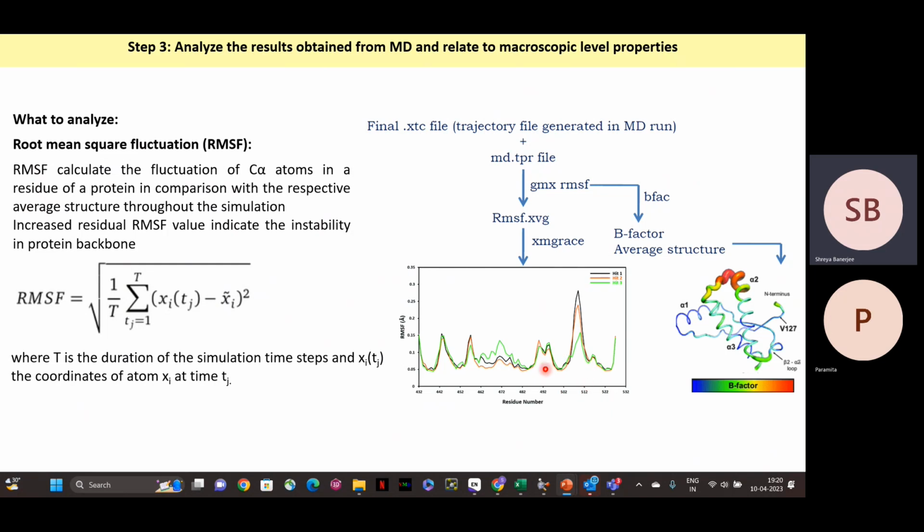In this residue, you can see that for this black protein, the protein backbone is very unstable. For the red protein, it is comparatively stable, and it is most stable for the green protein. So you can find out from the RMSF, similar to the RMSD, which portions of the protein are most flexible, and maybe those can be mutated according to what is the function that we need.